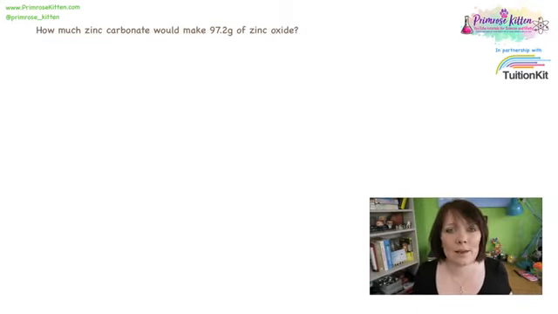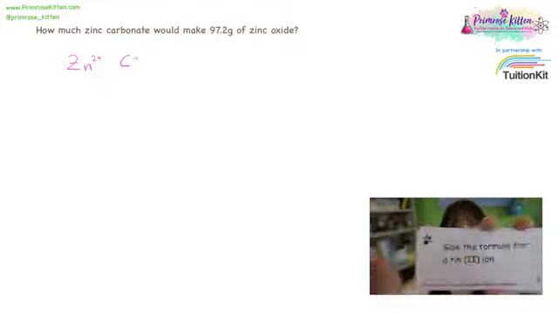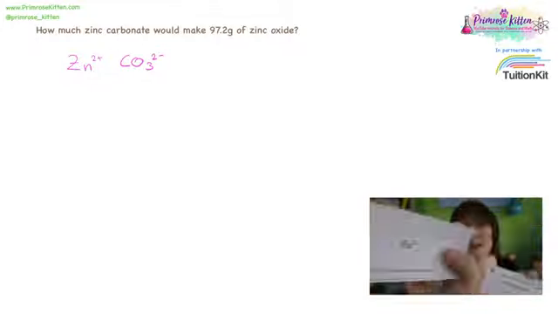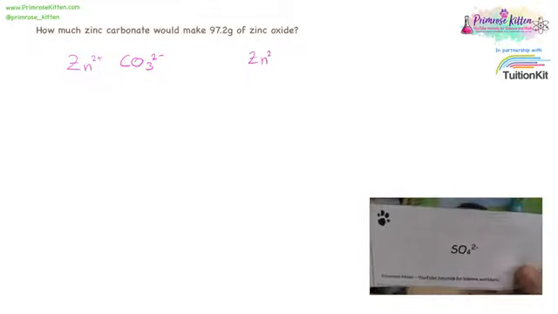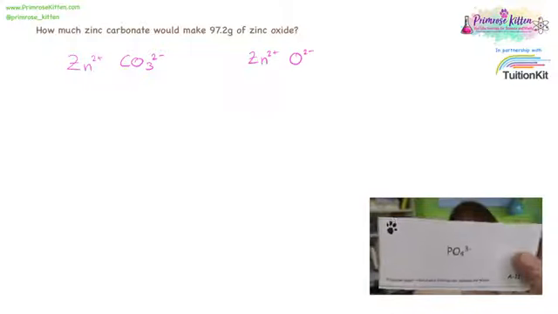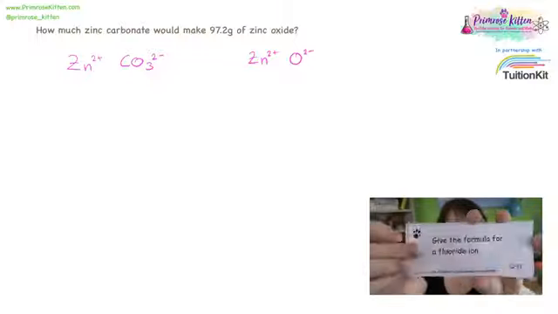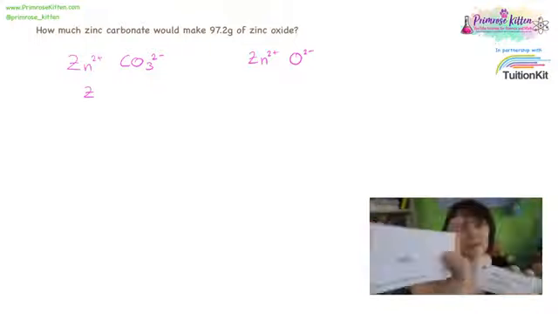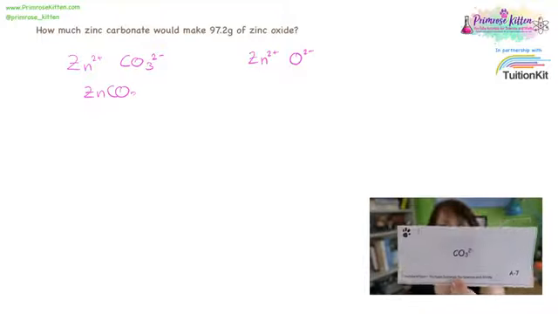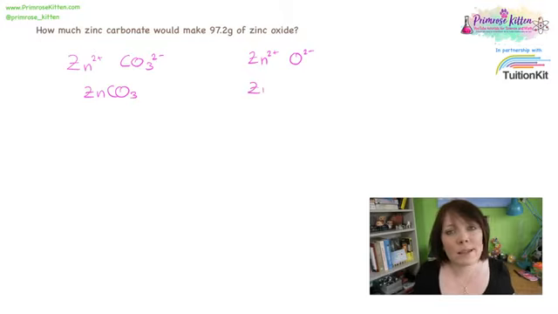So zinc carbonate, zinc is Zn2+, and carbonate ions are CO3 2-. I know it's horrible that you have to learn this. Zinc, Zn2+, and oxide is O2-. We need to have them together in a 1-to-1 ratio because we've got 2 positives and 2 negatives. So zinc carbonate is going to be ZnCO3, and zinc oxide is going to be ZnO.